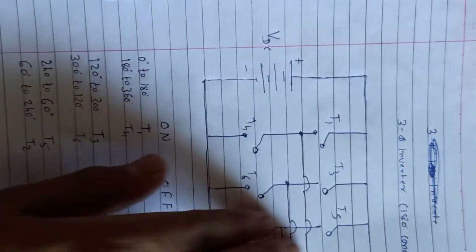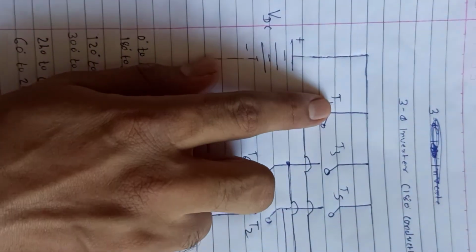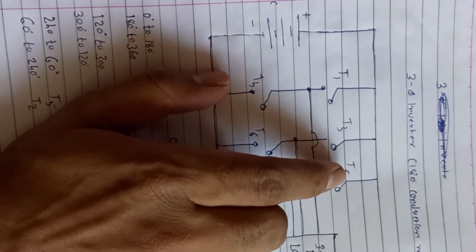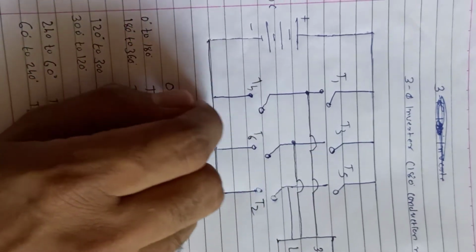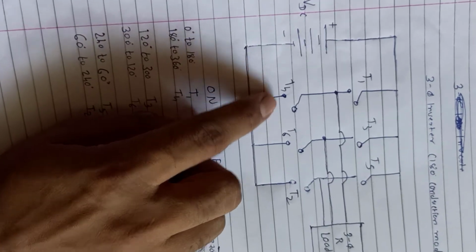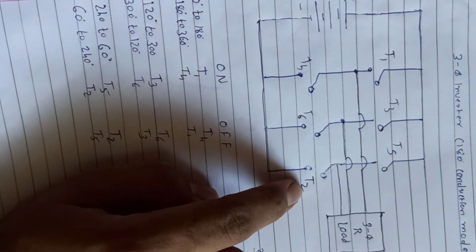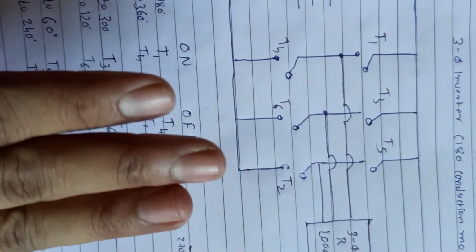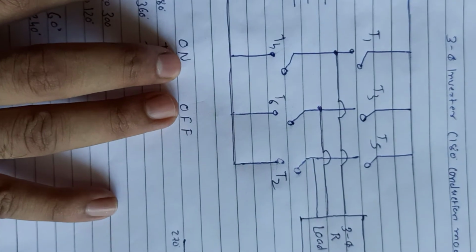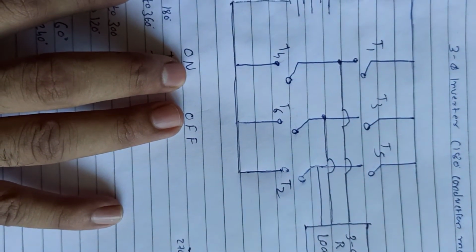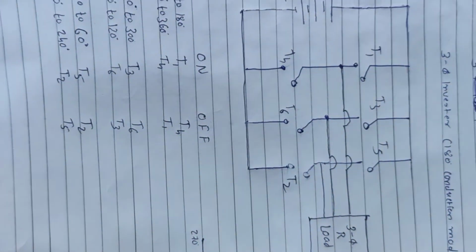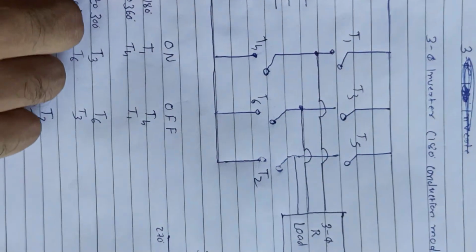Okay, so for these switches, we have seen that this is on at 0 degree, this is on at 120, this is turned on at 240 degree. Similarly, these three at 180 degree, 300 degree, and 60 degree. Turn on time of the switch is different, but conduction period is same. Any switch turns on for 180 degree period, that's why it's called 180 degree conduction mode. I hope you understand why it is called 180 degree conduction mode inverter.